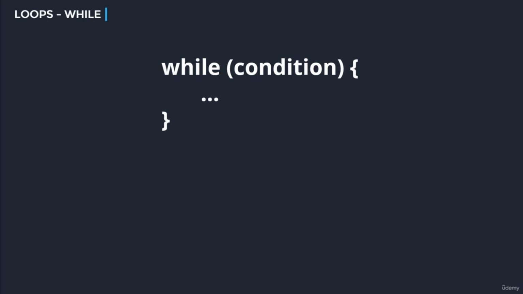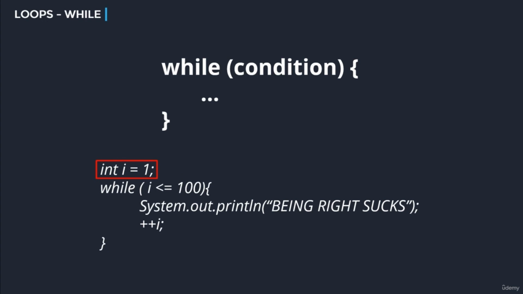We have to print out "being right sucks" 100 times. So first we have to define a variable for the loop, strictly outside of it. We will call it I, and its value will be 1. Then the while loop with a condition that should be less than or equals to 100. And the code is in the curly braces. And after we print out the text, we increase the value of I by 1.